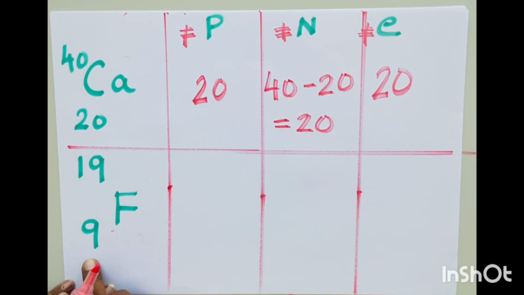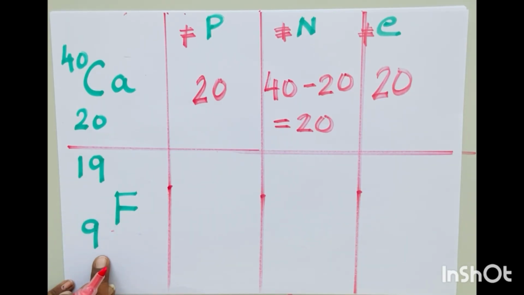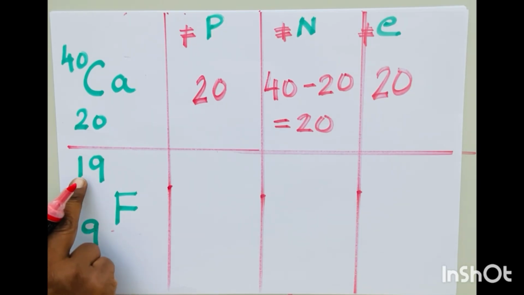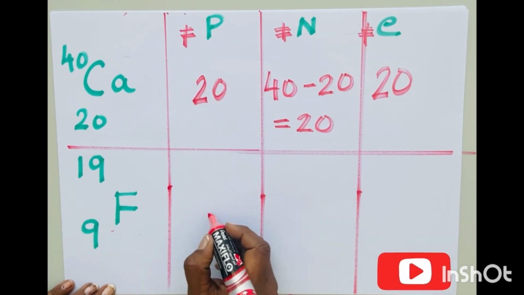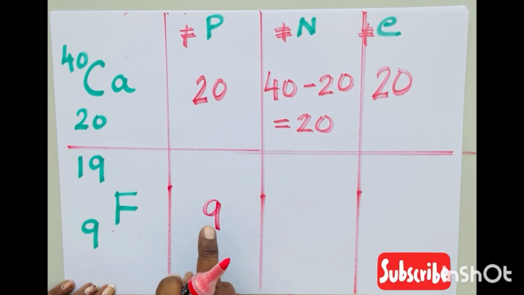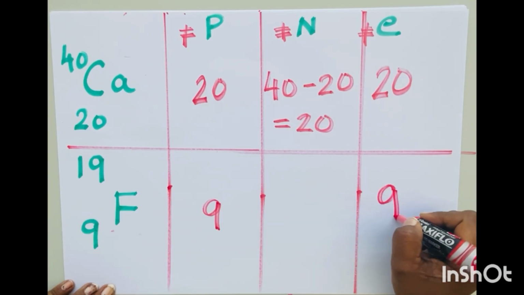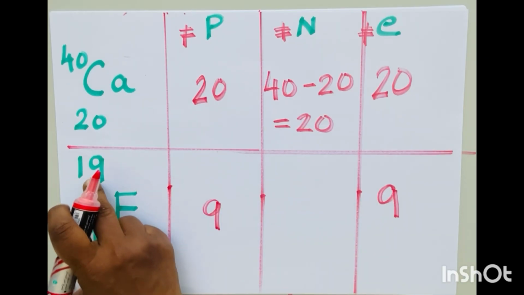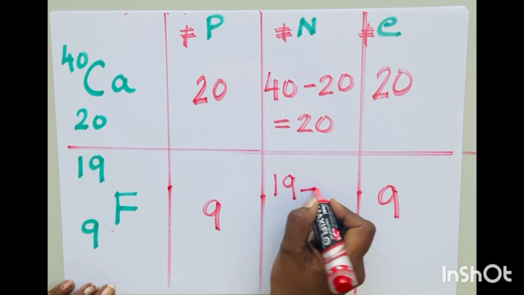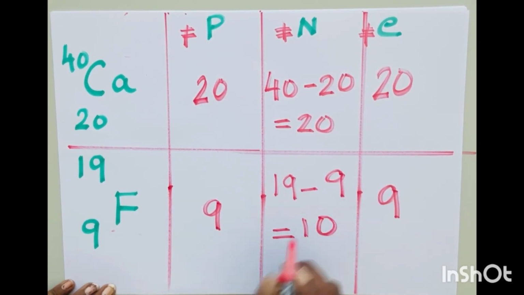Now let us look at fluorine. Fluorine's small number is 9 and the big number is 19. The small number is the atomic number, the big number is the mass number. Now, what is the atomic number? Atomic number is the number of protons. So it's 9. The number of protons is the same as the number of electrons. It's 9. Now, when we subtract the atomic number from the mass number, we get the number of neutrons. So the number of neutrons in the fluorine atom is 10.